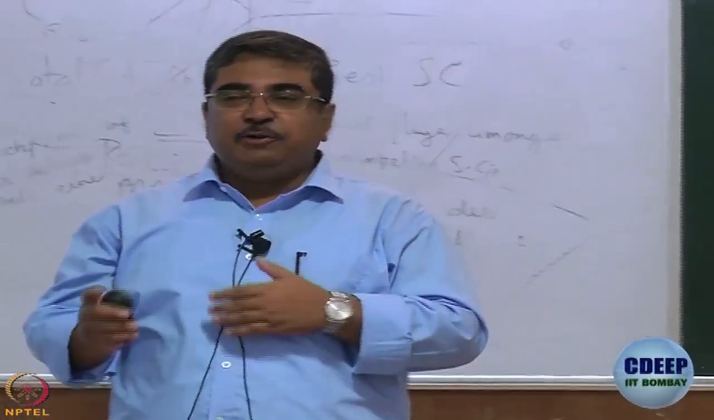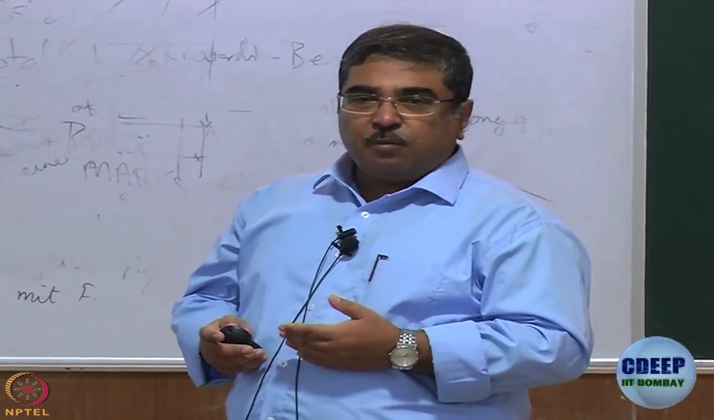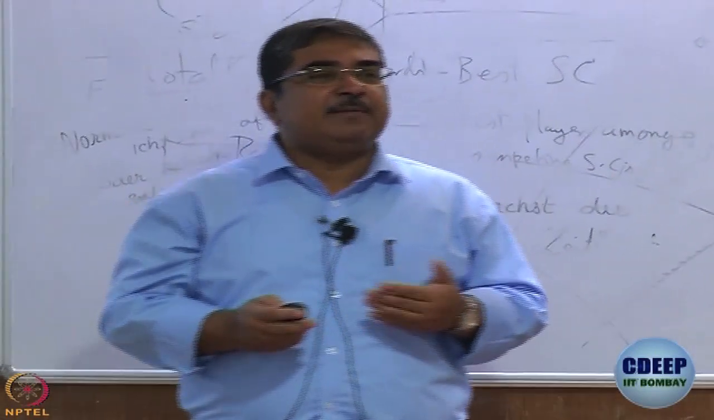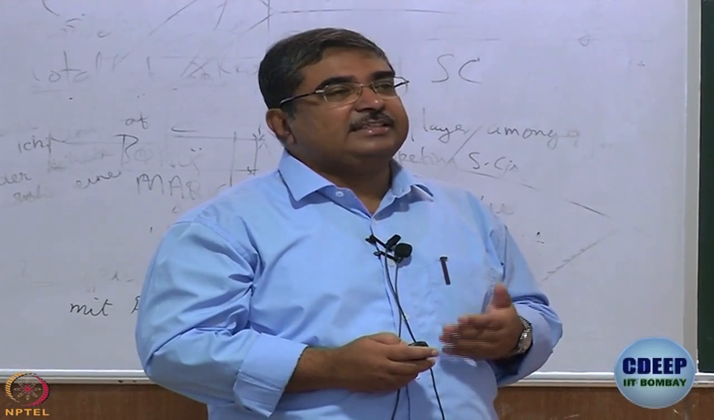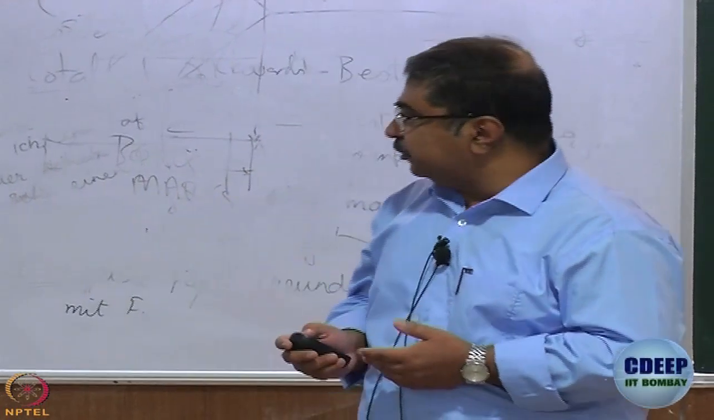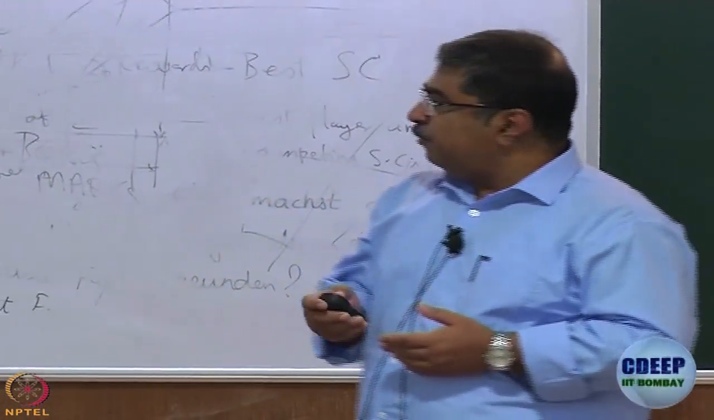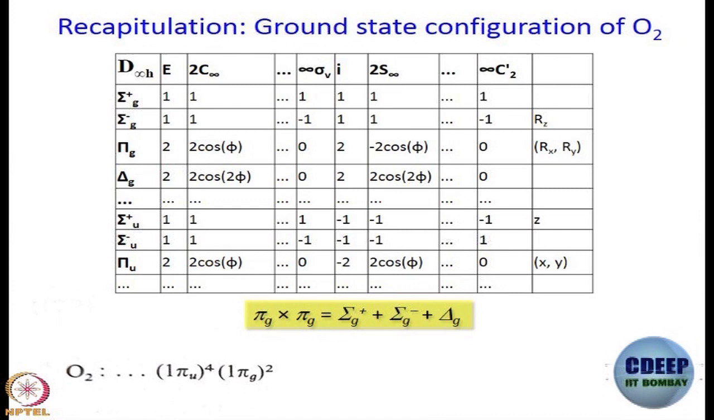But as we learned, if you do a little more detailed treatment of this scenario, in order to find the symmetry of the state, we need to take the direct product of the symmetries of the orbitals that are singly occupied, and in this case those orbitals are πg. So, what we did was, we did πg cross πg, and in doing that we obtained 3 different states, 3 different symmetries: Σg+, Σg− and Δg, alright.